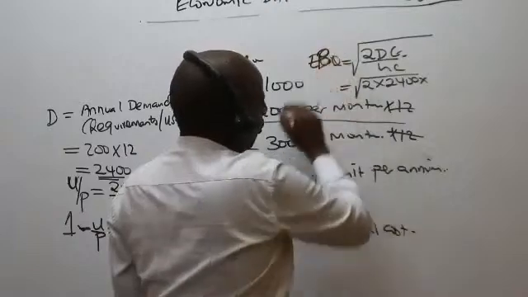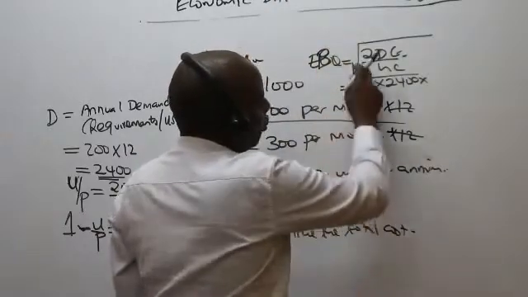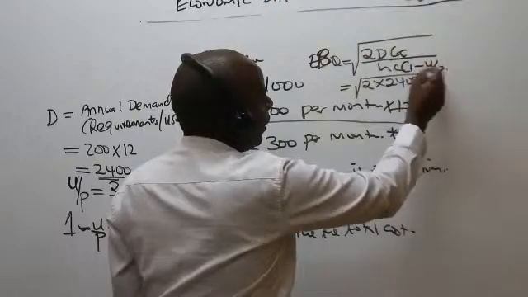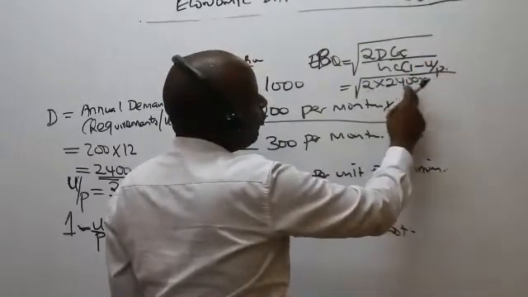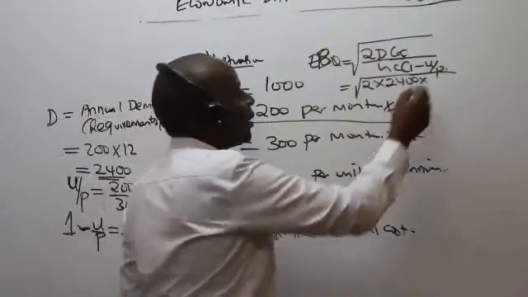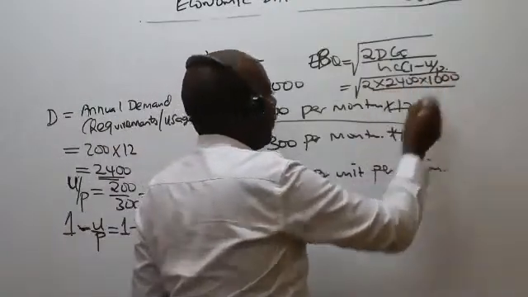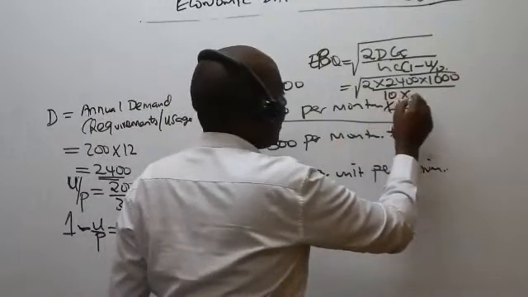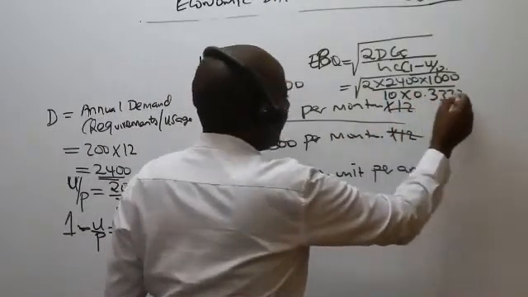It should be 2 D CS, and since it is CS, then this will be 1 minus U over P. So 2 times 2,400 times our CS, which happens to be 1,000, all over HC. HC is 10 times the reduction factor, like that.